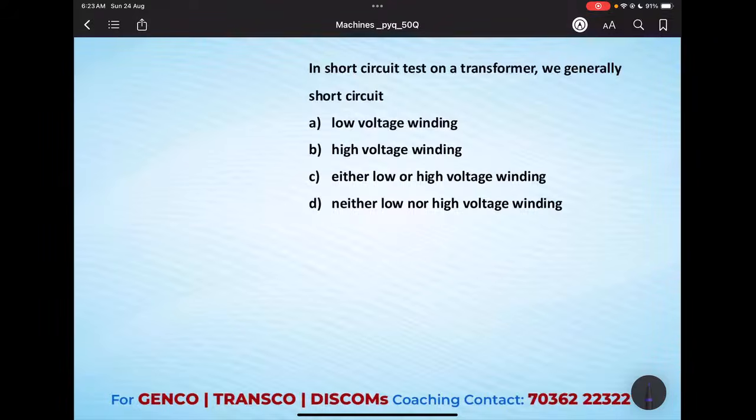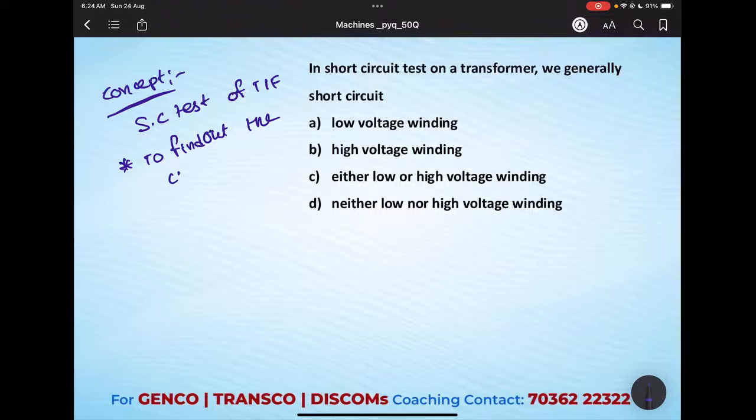The next question is: in short circuit test on a transformer, we generally short circuit. What is the concept of the given question? They are asking about short circuit test of transformer. We might have studied already in theory what is the importance of short circuit test, why you need to conduct it. First thing is to find out the full load copper losses.